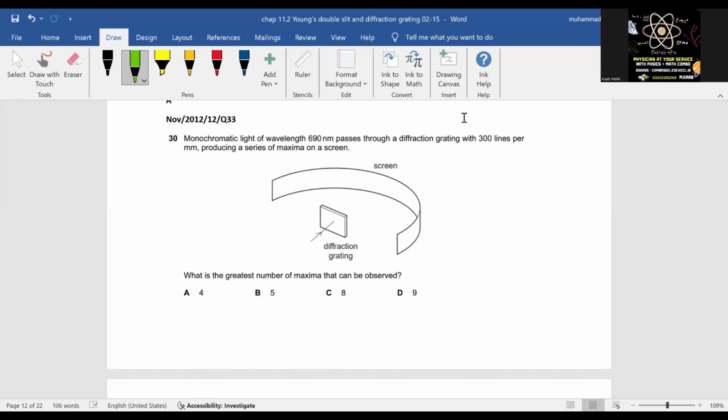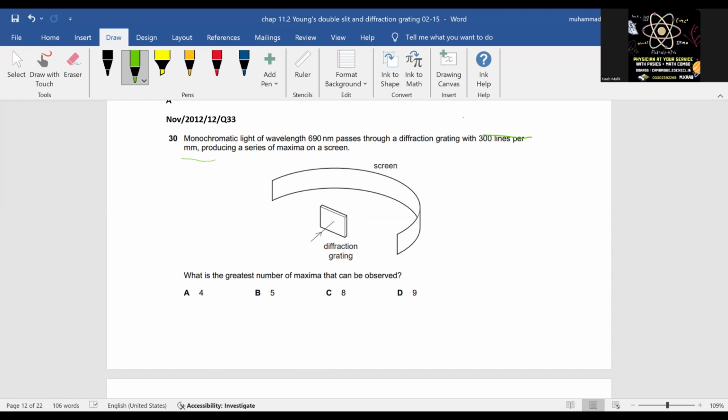Monochromatic light of wavelength 690 nanometers passes through a diffraction grating with 300 lines per millimeter, producing a series of maxima on a screen. What is the greatest number of maxima that can be observed?